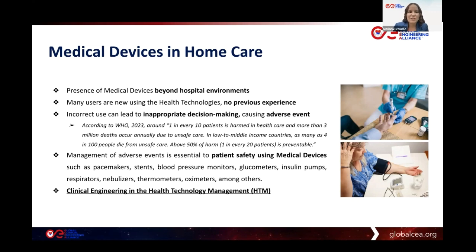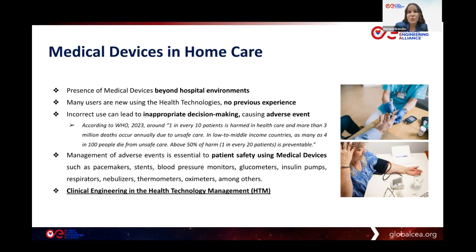The presence of medical devices beyond hospital environments is increasing, and we have many different challenges because we have many different users who do not have experience about the use of health technology. And the incorrect use can lead to inappropriate decision-making, causing adverse events.